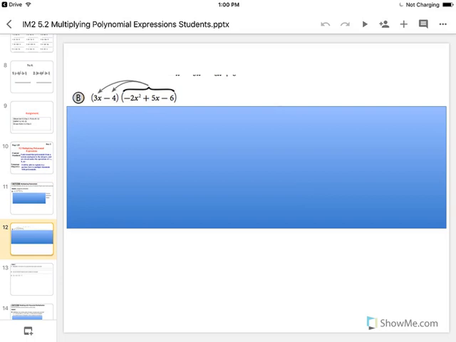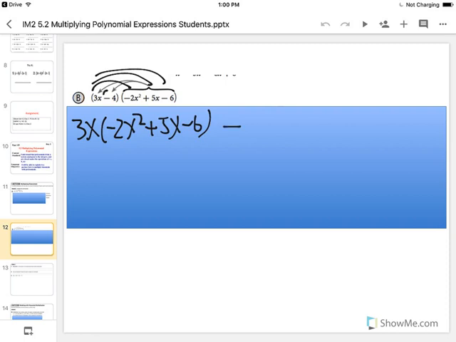Example B is similar to the one we just did. We have a binomial, 3x minus 4, times a trinomial, 2x squared plus 5x minus 6. So using distributive or FOIL, 3x times 2x squared plus 5x minus 6, minus, because this is a minus, 4 times 2x squared plus 5x minus 6.